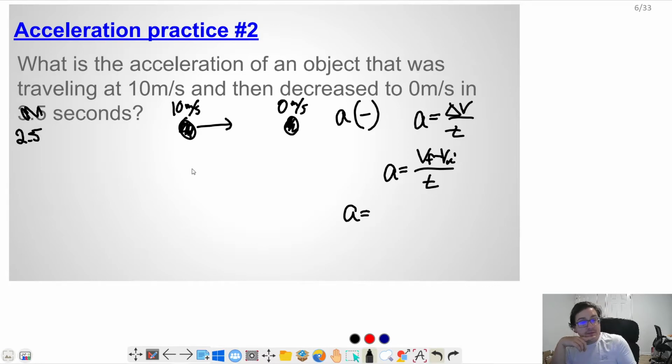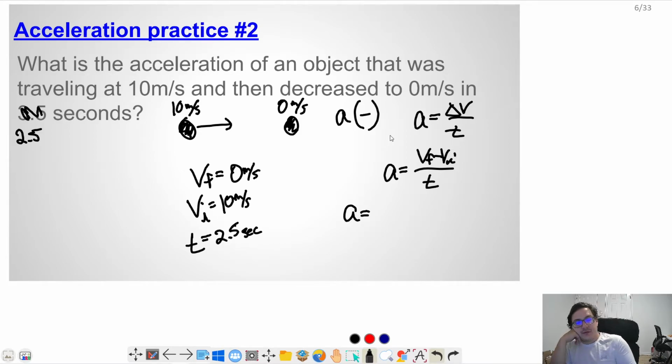Our final velocity, what's that going to bring us out to? That's going to be 0 meters per second. Our initial velocity is going to be 10. And our time is going to be 2.5 seconds. Okay? Let's plug and chug away, and we'll almost call this done. Our final velocity is going to be 0 minus initial velocity, which is 10 meters per second, all divided by 2.5 seconds.